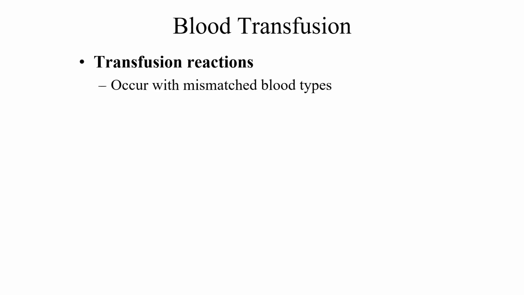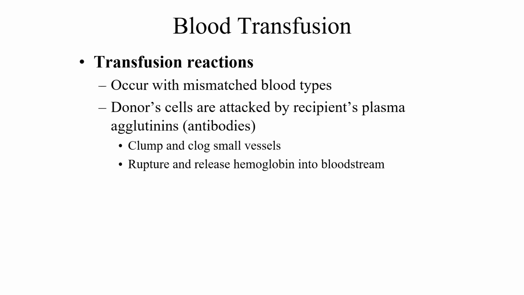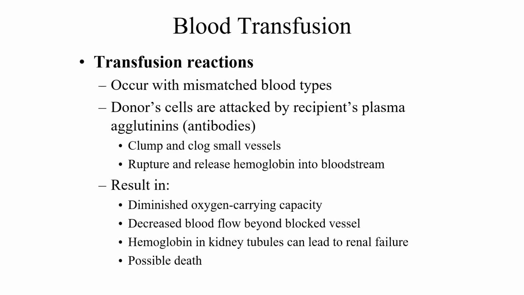When there is mismatched blood infused, a transfusion reaction could occur. And this is a serious reaction where the individual that is receiving the cells, their antibodies attack the cells that they receive. And so it can cause agglutination, where all of the cells come together and clump up, which could block some smaller blood vessels. Or you could have the antibodies attack and rupture the membrane, causing the release of hemoglobin into the bloodstream.